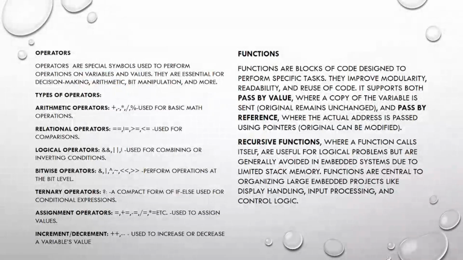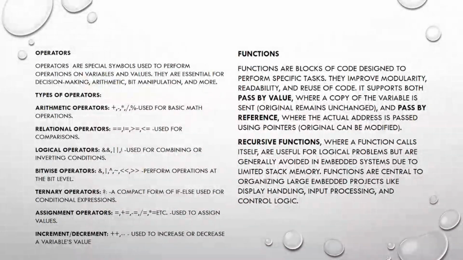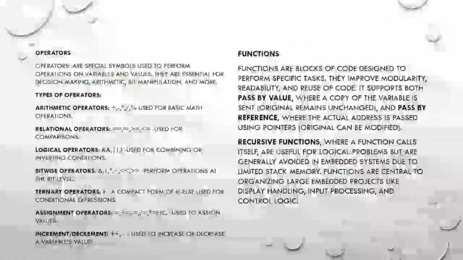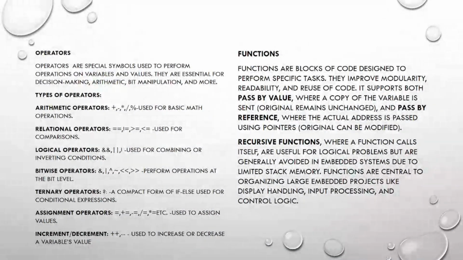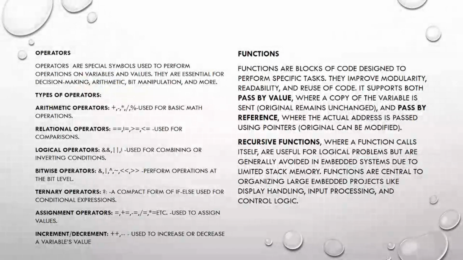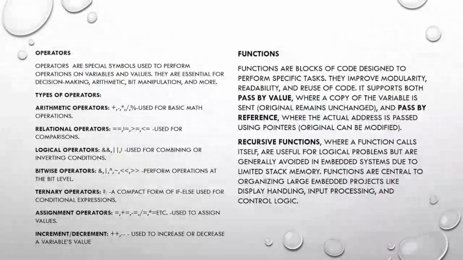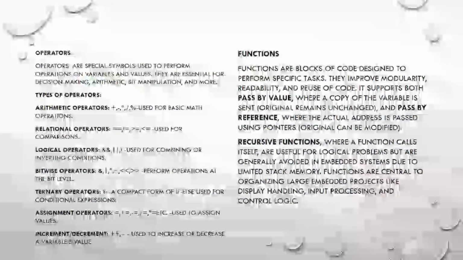Functions. Functions are the blocks of code designed to perform specific tasks. They improve modularity, readability, and reuse of code. It supports both pass by value, where a copy of the variable is sent, original remains unchanged, and pass by reference, where the actual address is passed using pointers. Original can be modified. And there is another type of function, recursive functions. A function calling itself is useful for logical problems but is generally avoided in embedded systems due to limited stack memory. Functions are central to organizing large embedded projects like display handling, input processing, and control logic.